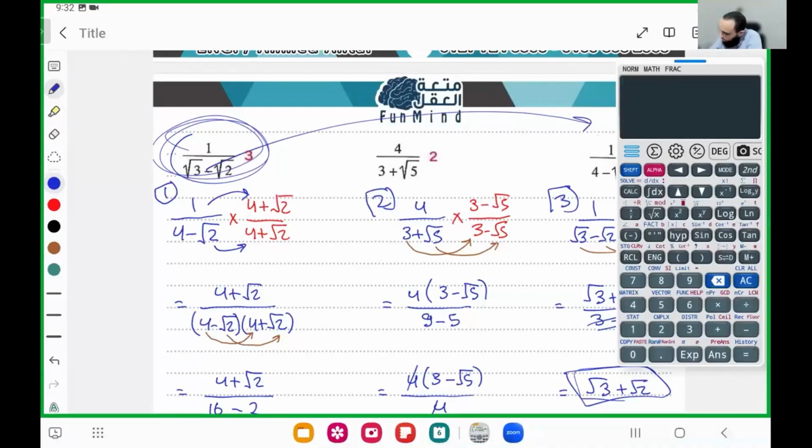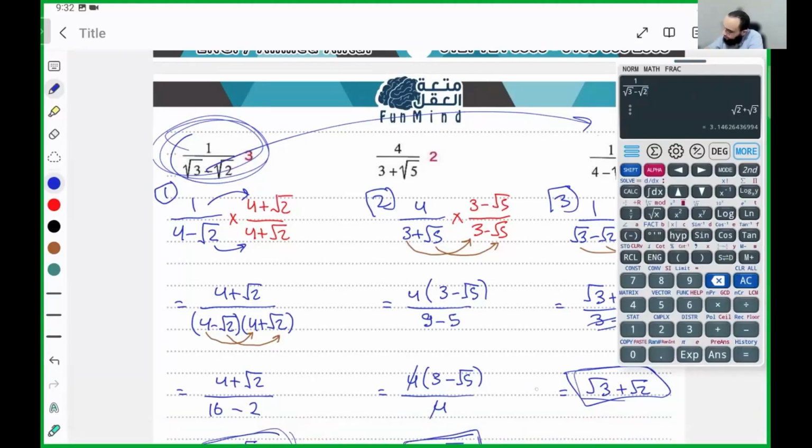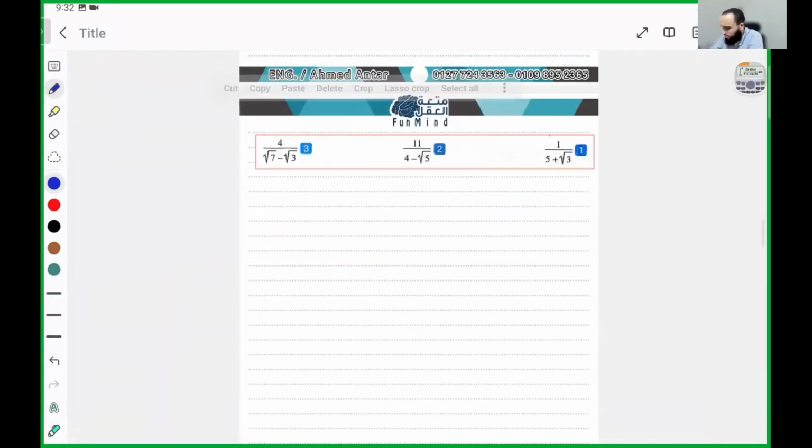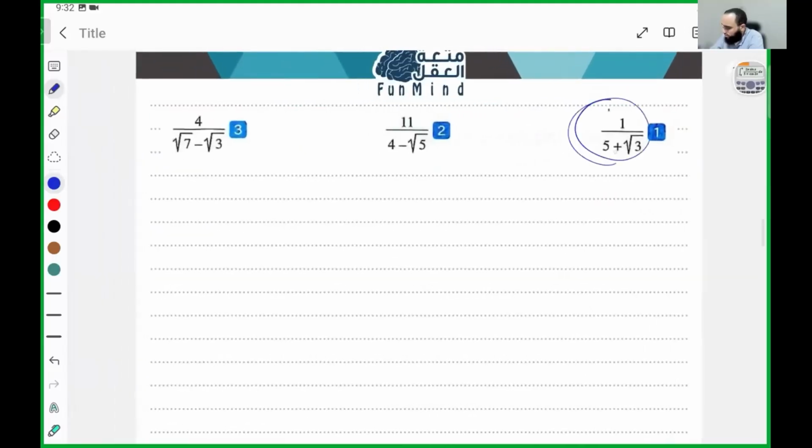it on the calculator. 1 over root 3 minus root 2. Yes, it's the same. Okay? Actually, the next is the same. We'll not solve it. Only we have to multiply this one by what? 1 over 5 plus root 3 times what? Actually, if it is 5 plus root 3, then it's 5 minus root 3 up, 5 minus root 3 down. That's it. You can complete.